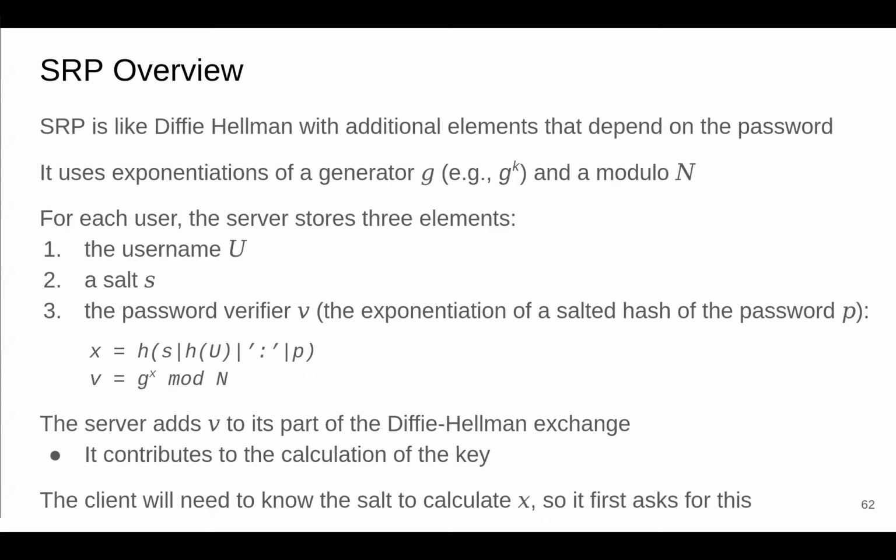Quick overview of this protocol. We're not going to go too much in depth. I'm just going to walk you through the steps. The protocol is like Diffie-Hellman with additional elements that depend on the password. So we've got a generator and a modulo for each user. Server stores username, salt, password verifier V, which is the exponentiation of a salted hash password. Server adds V to its part of the Diffie-Hellman exchange and contributes to the calculation of the key, thereby validating the two sides back and forth.